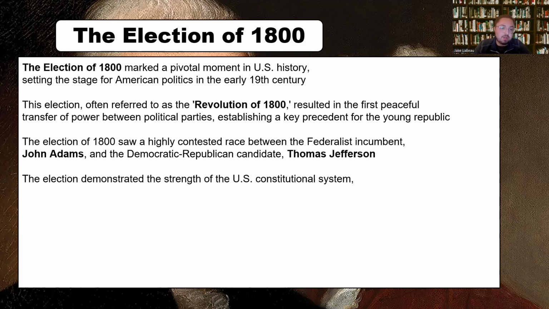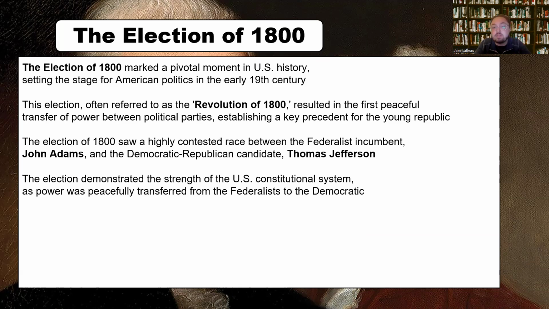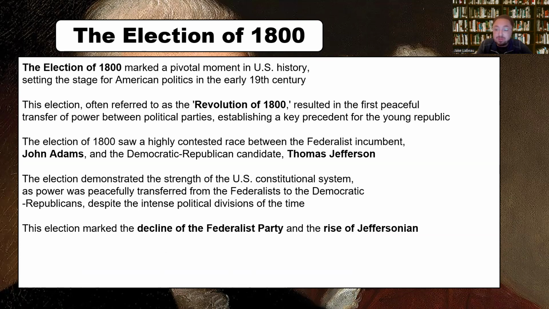So the election demonstrated the strength of the U.S. constitutional system as power is finally peacefully transferred from the Federalists to the Democratic Republicans, despite the intense political divisions at the time. All right, they really don't get along. They don't agree. But the constitutional provision of the transfer of power peacefully works, and we weren't sure of this, that it was going to work.